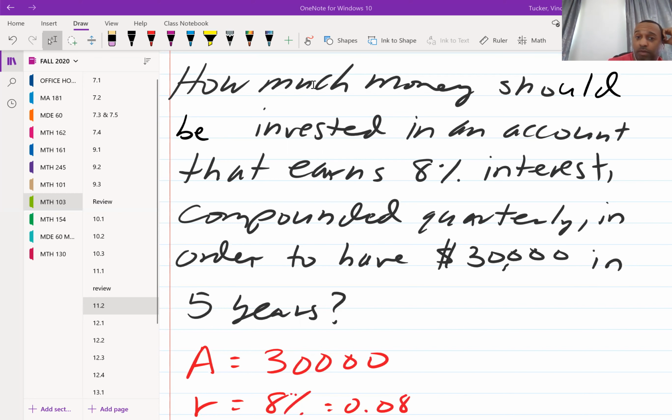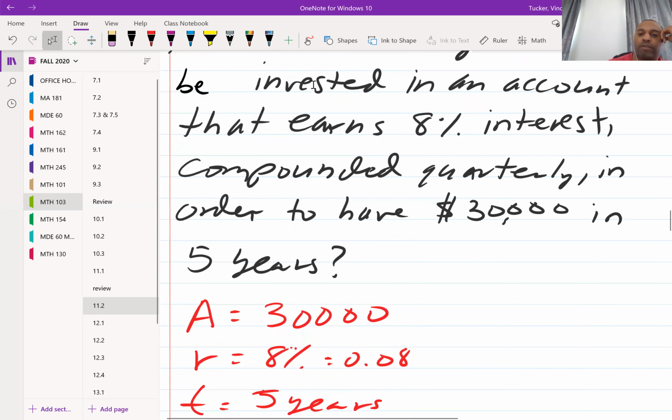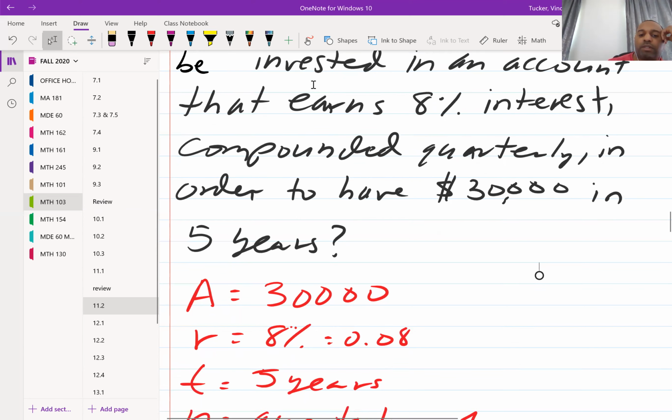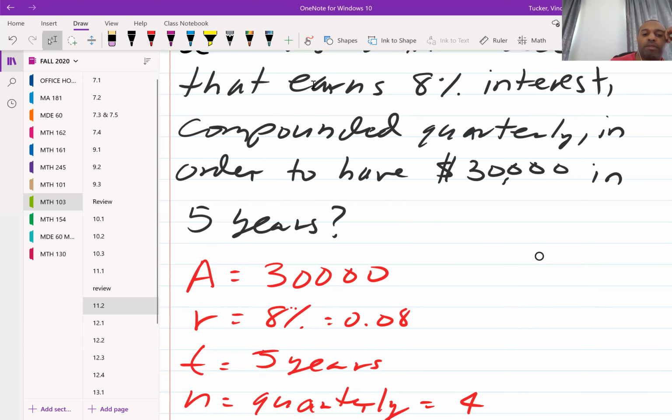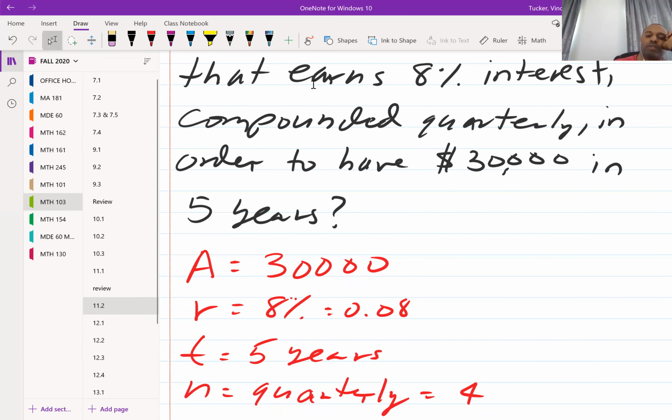All right, so once again, we write down our given information and what letters they are assigned to. So the 30,000 is our A, that's our future value. That's the amount of money we want to have after 5 years. The interest rate is 8%. Like I just mentioned, the time is 5 years. And it's compounded quarterly, so N is going to be 4.